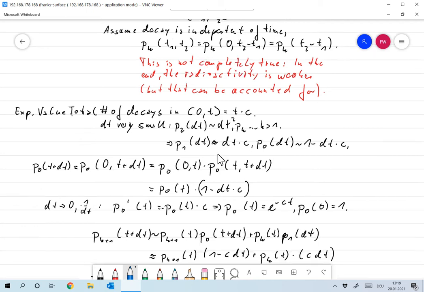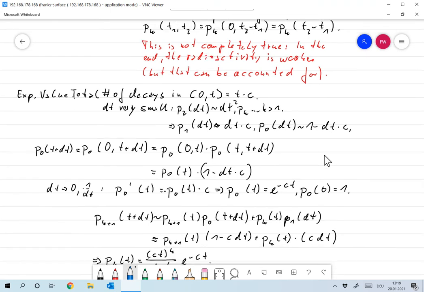Okay, so from what I said, the expected value should be something like T times C. So that would mean that P1 of dt for very small dt is dt times C. P0 of dt is 1 minus dt times C, and all the other pk's are more or less 0. And that approximation gets better the smaller dt is.